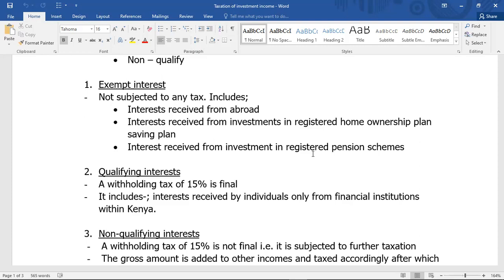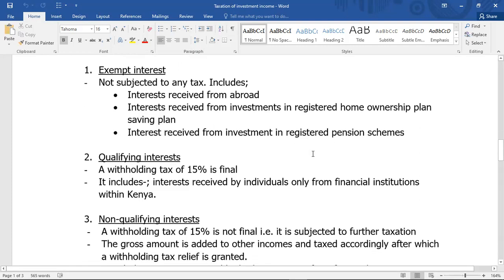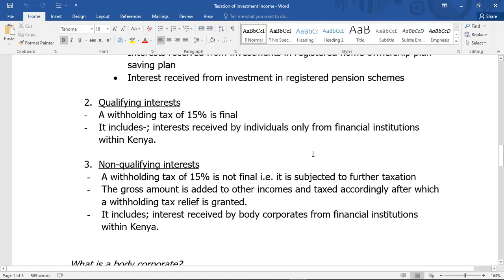Number 2, we are discussing qualifying interest, and we are saying a withholding tax of 15% is final. It normally includes the interest received by individuals only from financial institutions within Kenya.